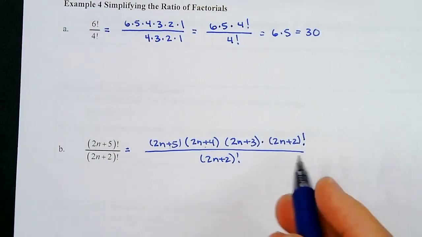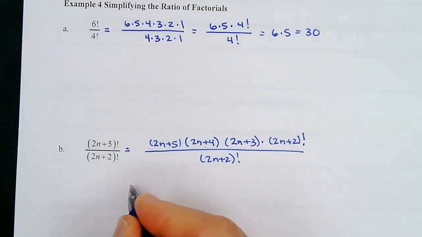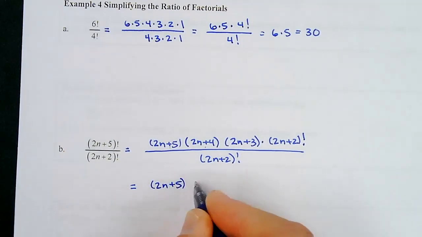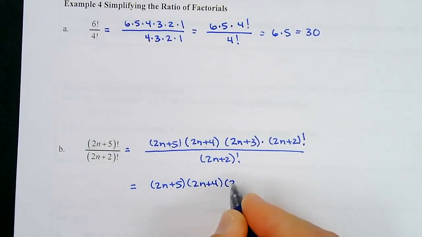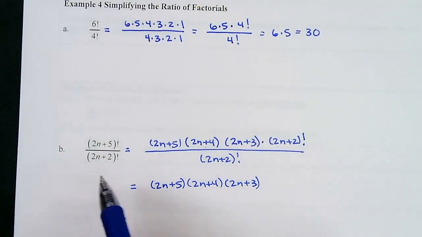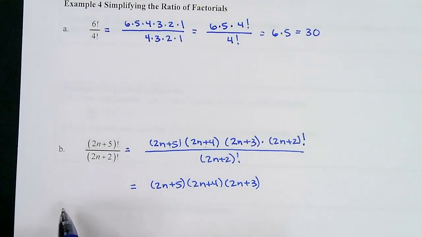So what happens is this (2n plus 2) factorial and this (2n plus 2) factorial cancel. And what you're left with is 2n plus 5 times 2n plus 4 times 2n plus 3. This is going to happen a lot in this unit where you're canceling factorials like this. And so you always want to start with the biggest one and write them all the way down until you reach this one right here. Okay. Or vice versa, if this was the bigger one. Okay.